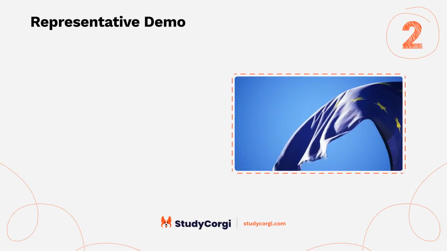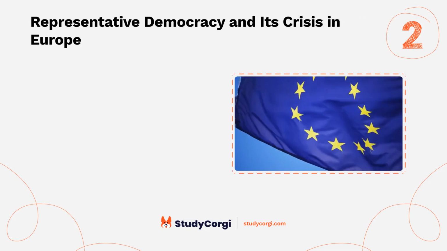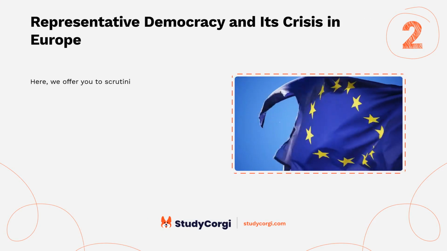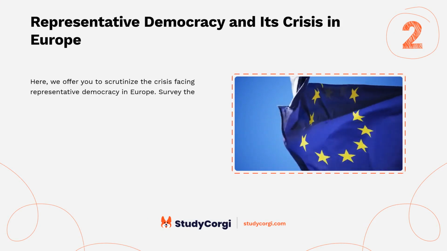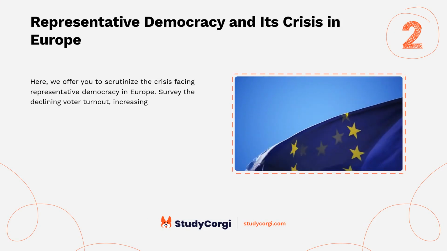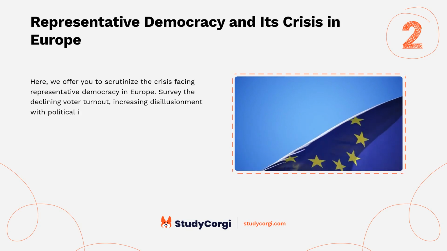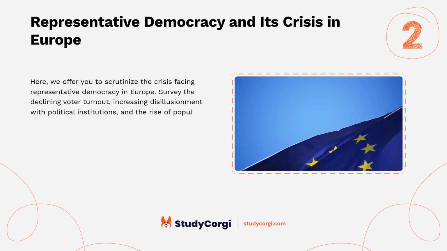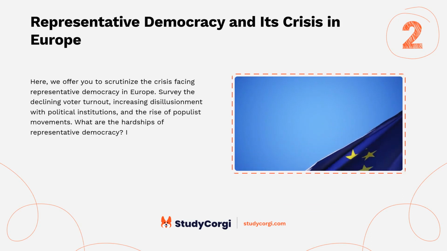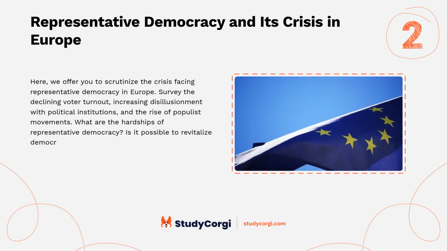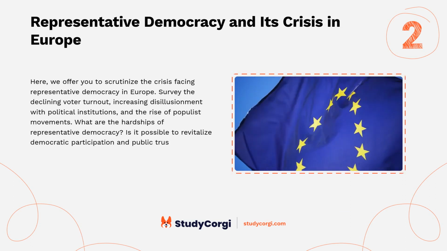Representative democracy and its crisis in Europe. Here, we offer you to scrutinize the crisis facing representative democracy in Europe. Survey the declining voter turnout, increasing disillusionment with political institutions, and the rise of populist movements. What are the hardships of representative democracy? Is it possible to revitalize democratic participation and public trust in Europe?